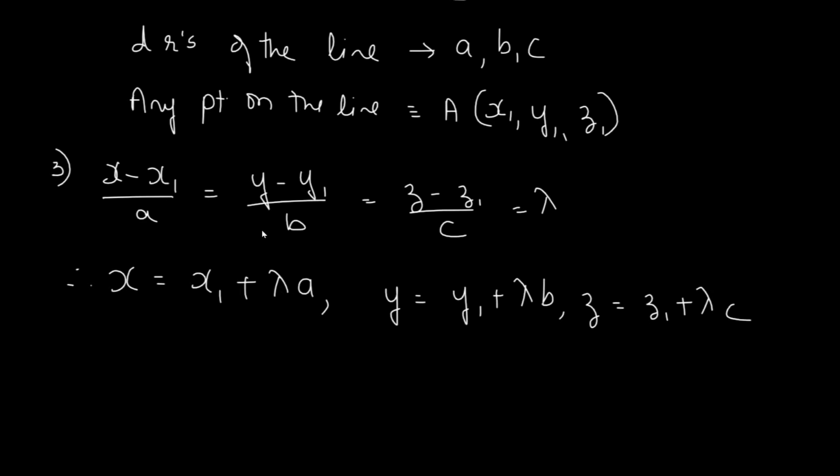Now, these are called the parametric form of the Cartesian equations of the line. Already I mentioned it above. Particularly x is equal to x1 plus lambda a, y is equal to y1 plus lambda b, and z is equal to z1 plus lambda c. These are known as parametric forms. Why? Because the parameter lambda has been introduced over here.